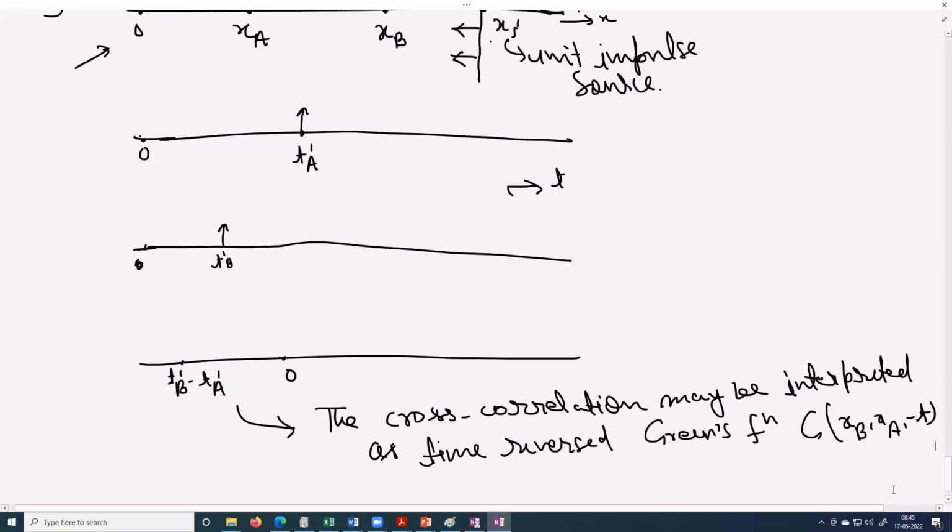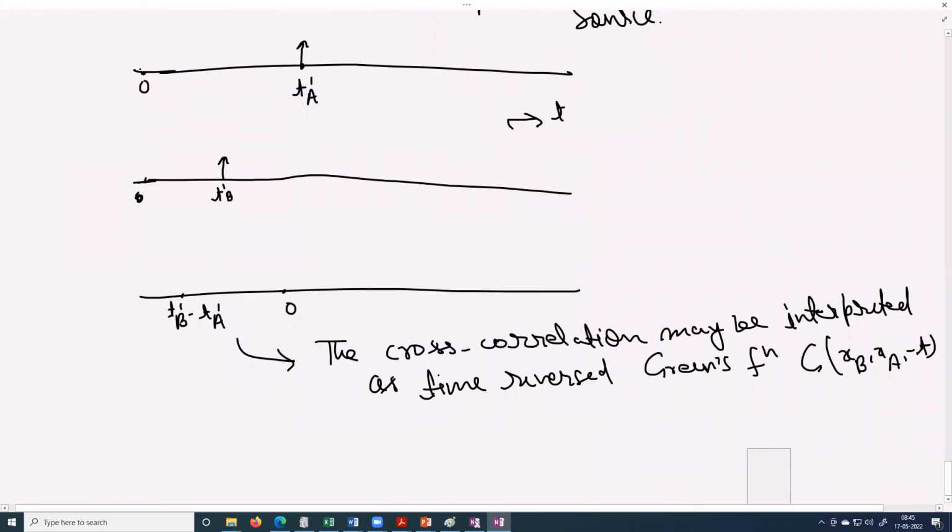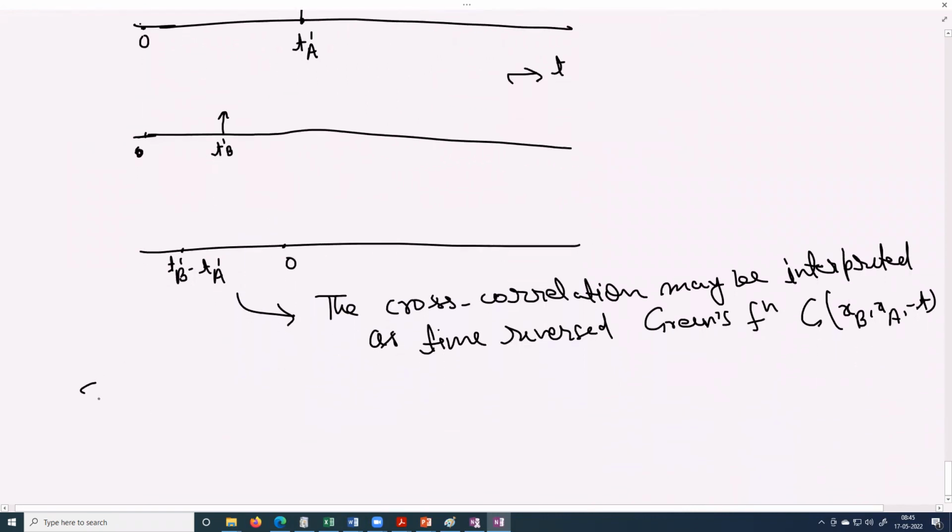So you can combine these two equations for both of the sources together. So now we can write a combined equation. Basically what we are doing is, first we considered a source on the left hand side, next we considered the source on the right hand side.